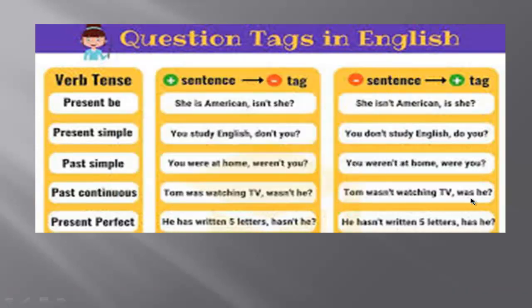Tom wasn't watching TV, was he? In the present perfect, if we have has or have: he has written letters, hasn't he? He hasn't written 5 letters, has he?